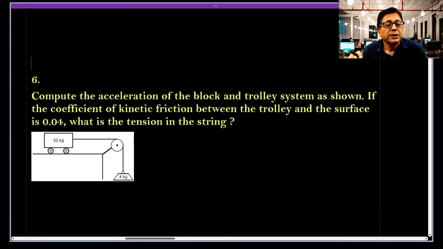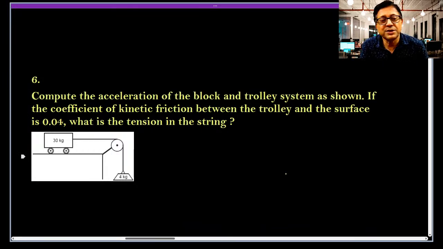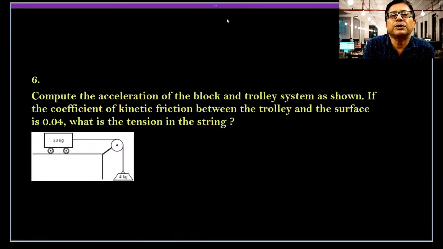Number 6 here. Compute the acceleration of the block and trolley system as shown in the figure. Coefficient of kinetic friction is given. Intentionally I have given mu also because you have all finished Newtonian mechanics, and friction is an integral part of it. So you can write the equation of motion for 4 kg, then for 30 kg, and then solve it. This is the end of the table, where you have fixed a pulley. One mass is on the table and one is a hanging mass. Write the equations of motion.